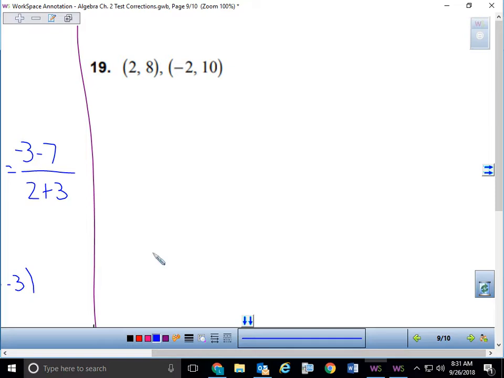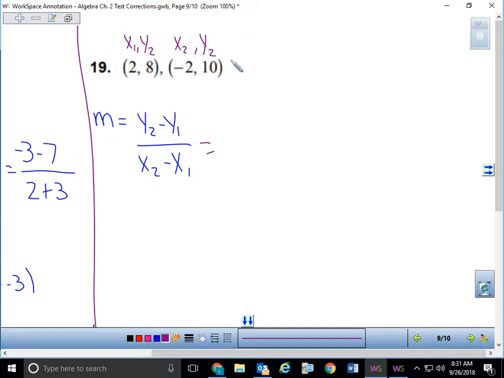Same thing. Starting with finding my slope. Write my formula, m equals y2 minus y1 over x2 minus x1. Doesn't matter which point you label as your first one, as long as you're consistent. I just like to go left to right, because that's how I read. That's how you should read, too.